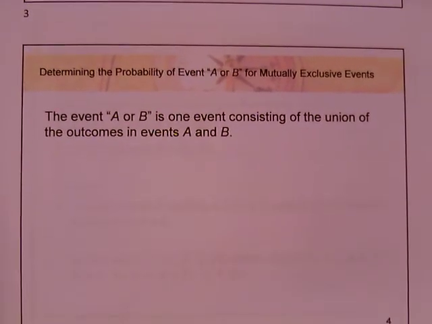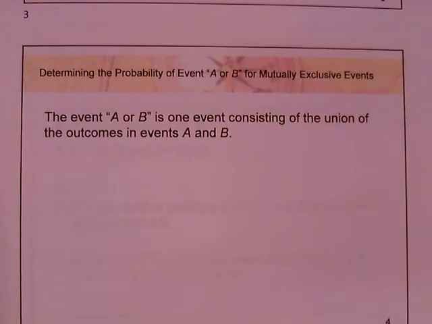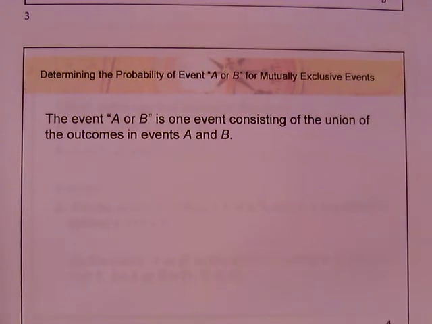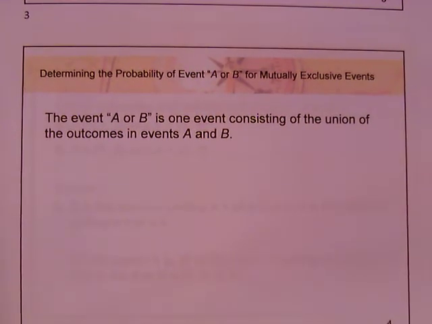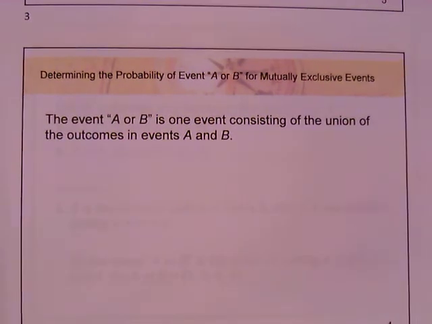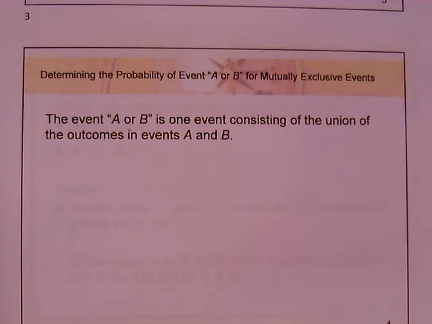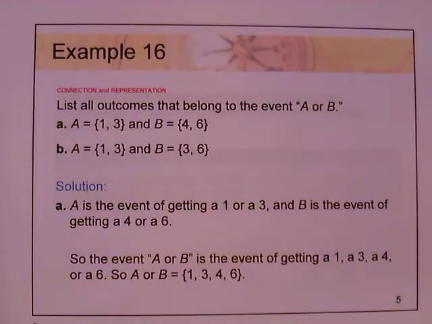Okay, the event A or B is one event consisting of the union of the outcomes in events A and B. So the union in this case, we're just going to be basically joining the two events together, events A and B. So it's just going to be a combination of the two. Like in this example here, we're going to list all the outcomes that belong to event A or B.